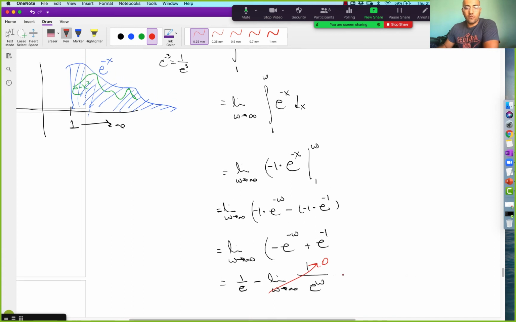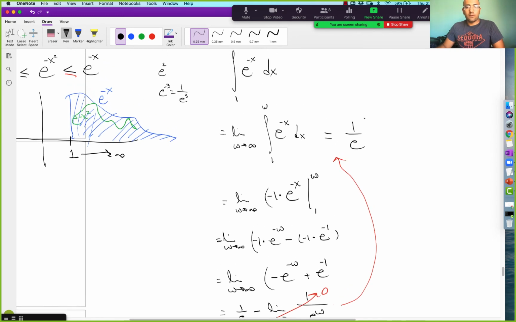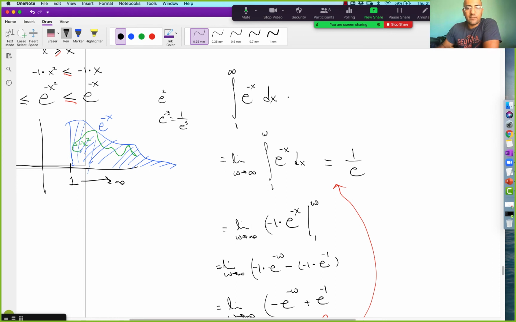Good. So I've established that this equals 1 over e. Good, good, good. So really what I've established is that this converges. Any questions?